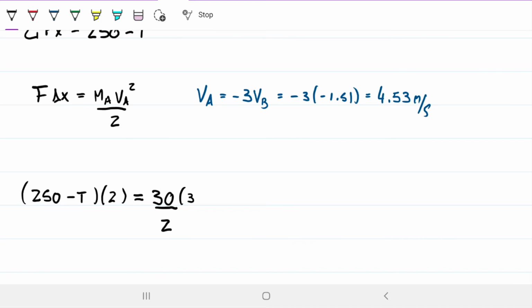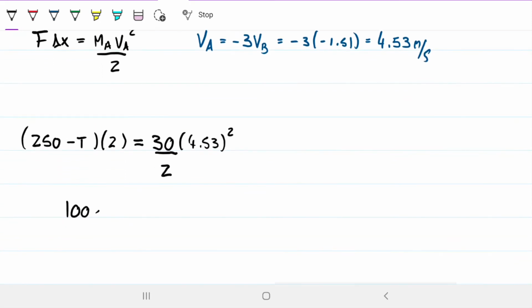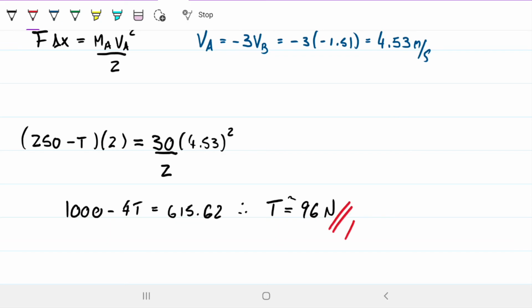So 4.53 squared. Okay, again, we can solve this. Over here, I'm going to send this multiplying there, so we're going to have 4 multiplying there, so I'm going to have 1,000 minus 4T. And on this side I'm going to have 615 point about 22, or 62, I should say. So therefore, T is just 96.095, so about 0.96. All right.